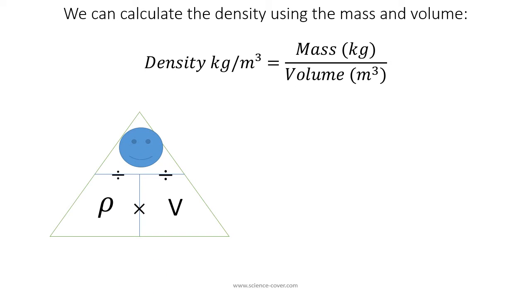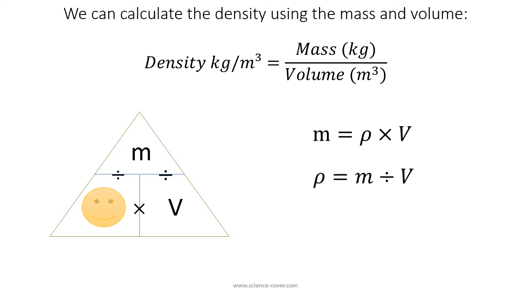If I want to find the mass, then I can cover up the mass, and it tells me that the mass is the density multiplied by the volume. If I want to find the density, I cover up the density, and this leaves me the mass divided by the volume. If I want to find the volume, then I can cover up the volume, and that tells me that it's the mass divided by the density. So I can rearrange the equation 3 ways to calculate mass, density, or volume.